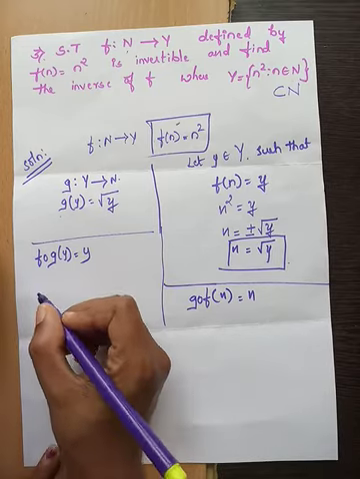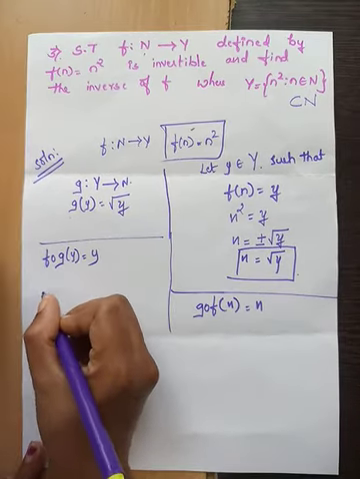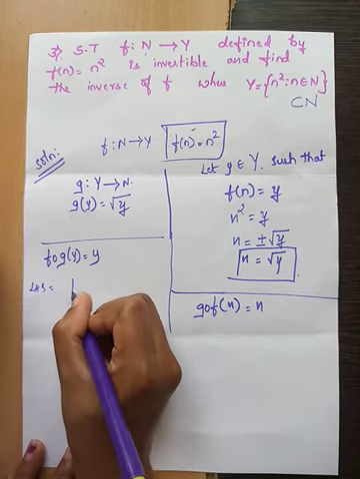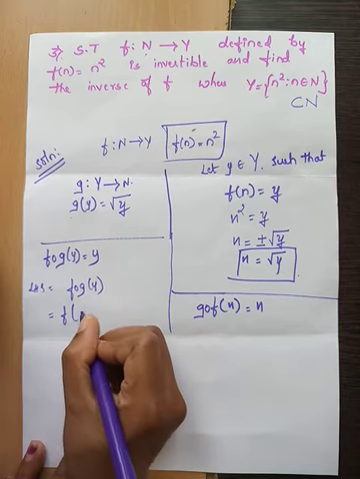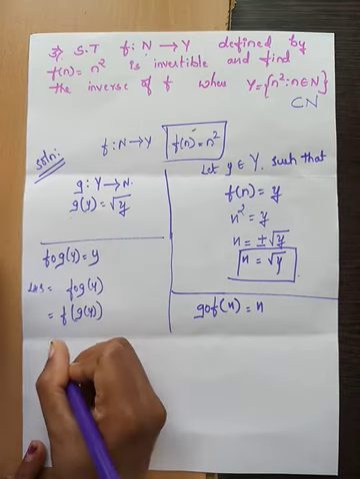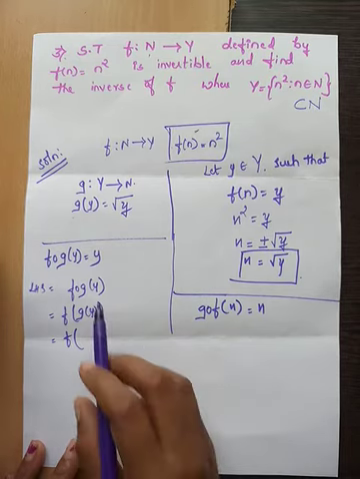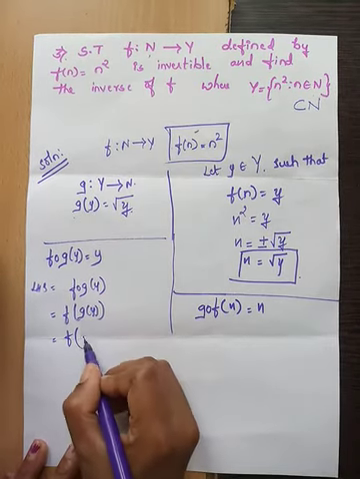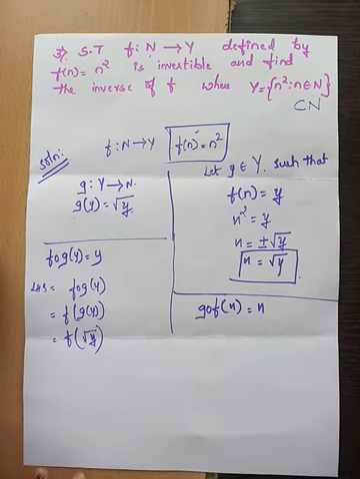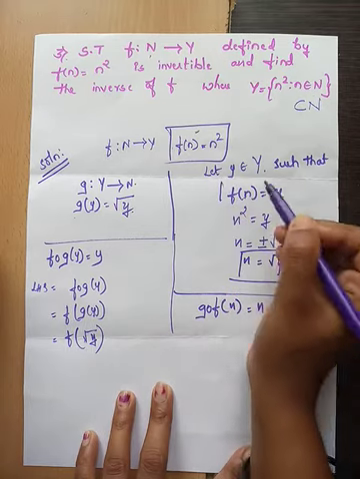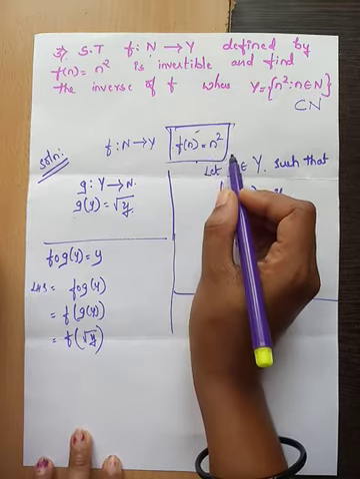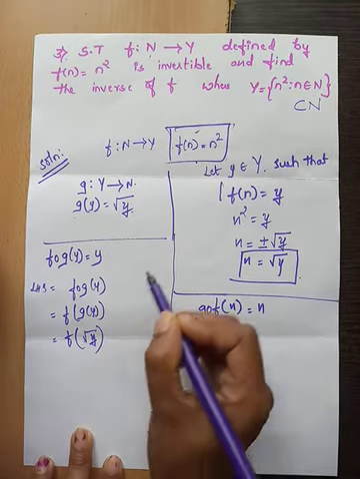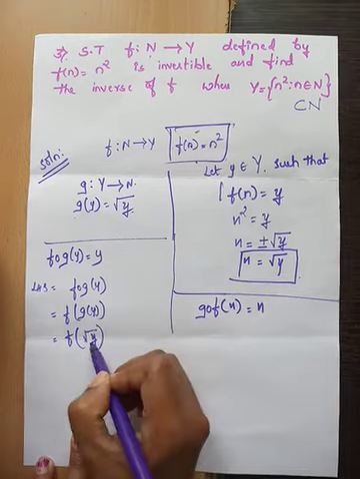Now, how to show f composition g of y is y? We will start from the LHS. What does LHS say? f composition g of y. According to the definition, it is f of g of y, that is equal to f of, what is g of y? g of y is root y, we know the value. So, substitute that. Now, f of n is n square, correct? So, what is f of root y?